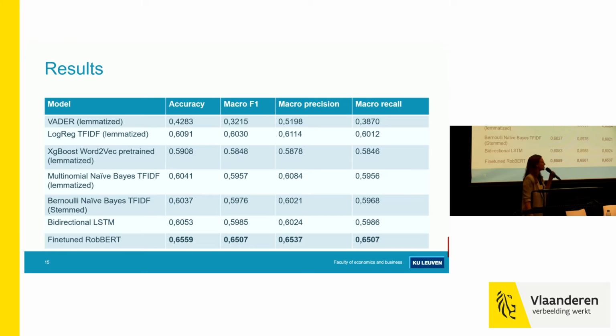Then on to the results. Here you can see the best results that we obtained for each model. So first of all, you have the Vader model. That was the lexicon-based one. You can see that it has an accuracy of only 40%, so it performs really badly. Keep in mind that we have a 3-class problem, so the random classification would result in 33%. So it's still better than random, however, not that good.